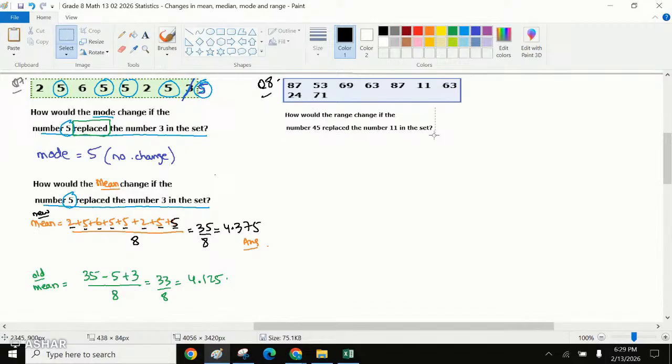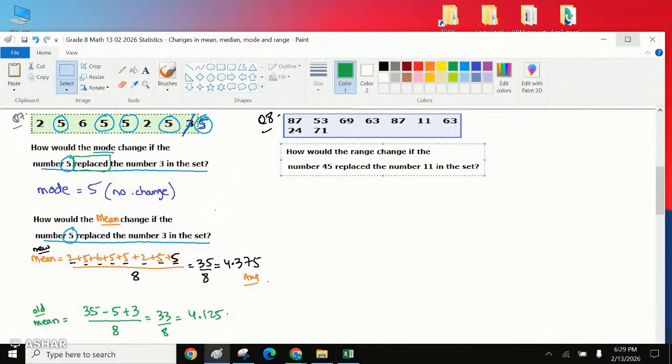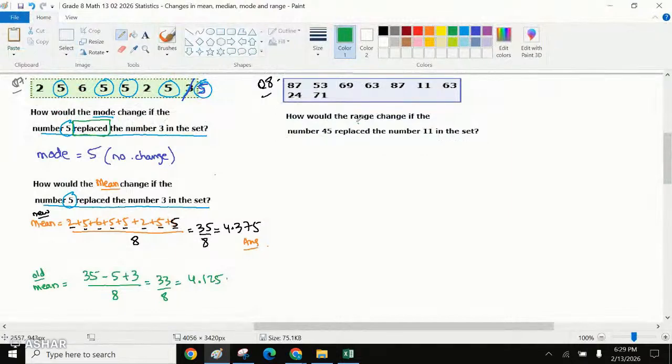Let's see. Okay. For this given question, let's see what we can do. Any questions, anyone, up till now? Okay. How would the range change? We need to find the change in the range, sorry, if the number 45 replaced the number 11.